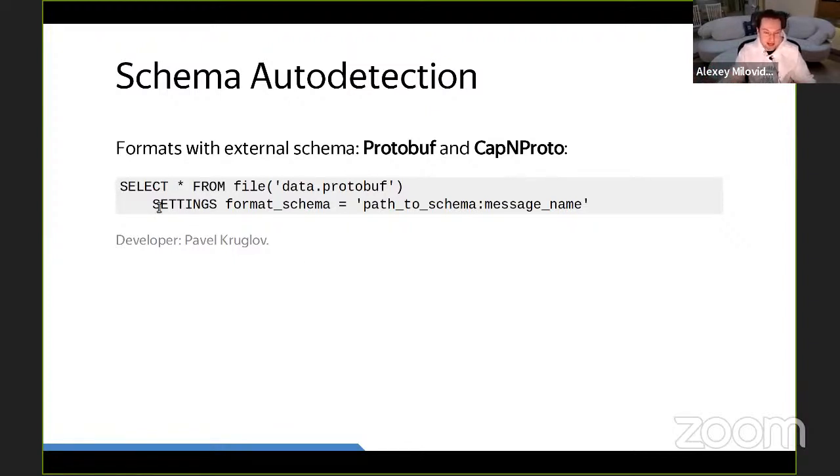The schema should be provided from the outside. You can specify the schema with the setting format_schema, with a path to the file with the Protobuf or Cap'n Proto schema and the name of the root message. It will also work. You don't have to repeat the schema somewhere here. The types will be automatically inferred, with a selection of the nearest data types in ClickHouse.